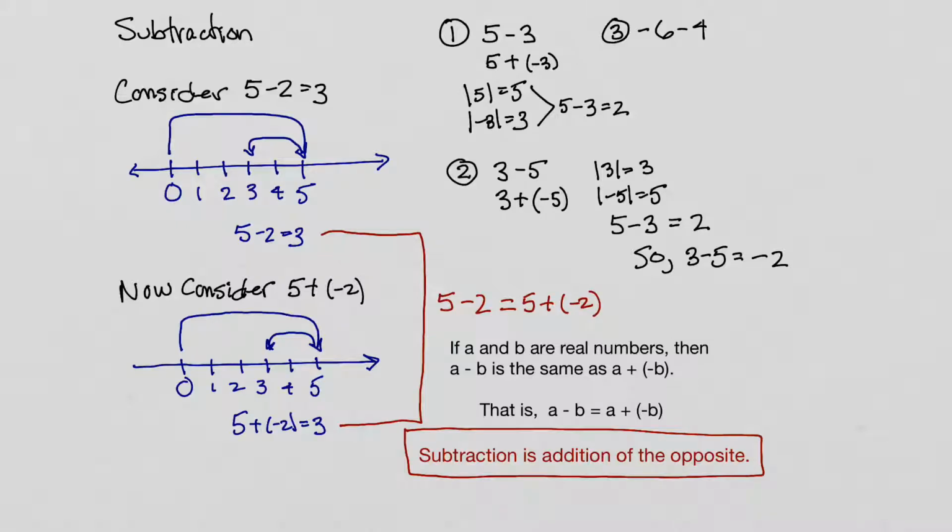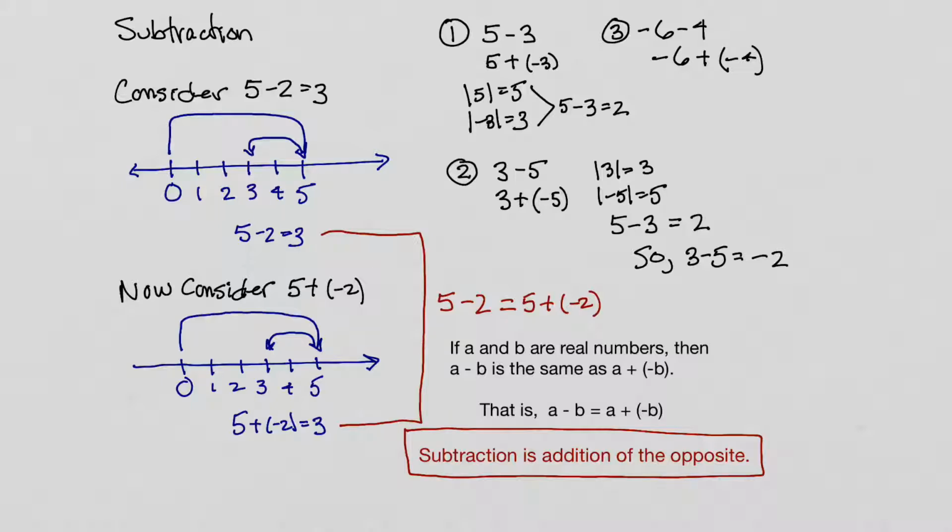Let's take a look at this one. We've got this number, negative 6, and we're going to subtract 4. So let's change subtraction to addition of the opposite. So we'll get negative 6, plus the opposite of 4, which is negative 4. Now what we're doing is we're adding two numbers with the same sign, right? We're adding two negative numbers.